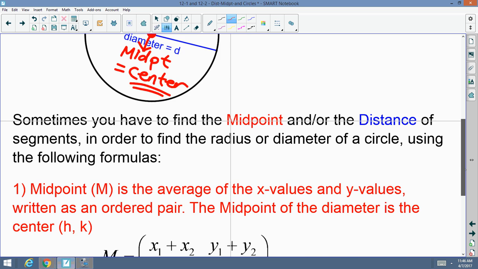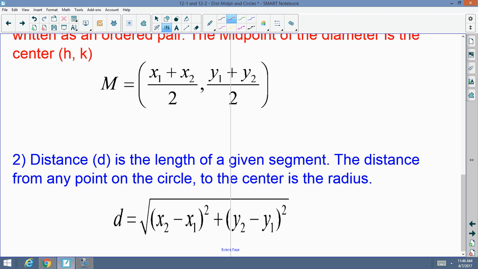Now, to find the length of the radius or the length of the diameter, you use the distance formula. No, it's not the distance equals rate times time formula. That's uniform motion. This is the distance between 2 points, or the length of a given segment. So the distance from any point on the circle to the center is the radius.